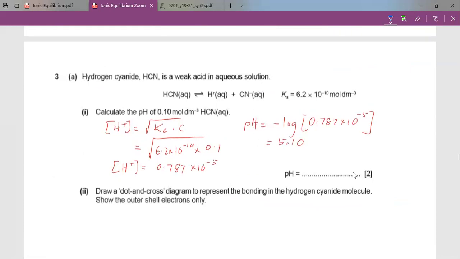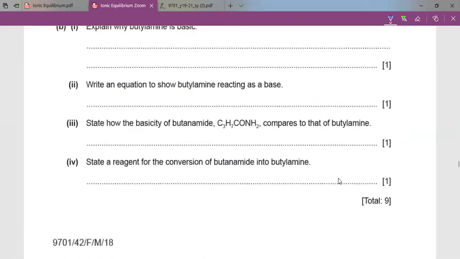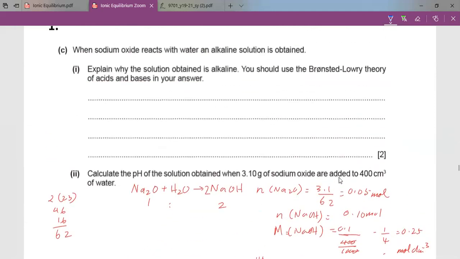Here, same thing. Hydrogen cyanide, weak acid solution here. Ka is given, constant given. Again, use this formula. Easy. I have all the answers here. I'll post it on the net for you.